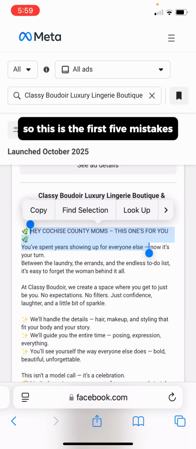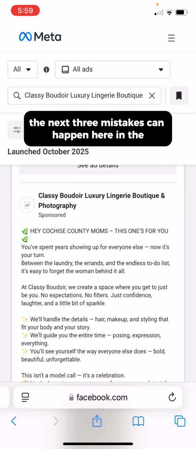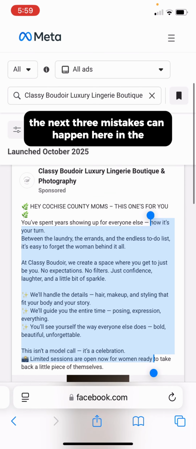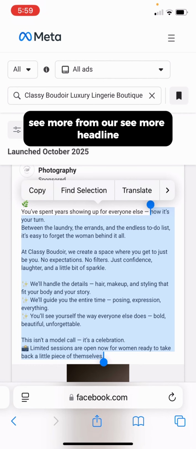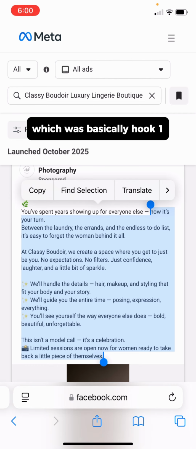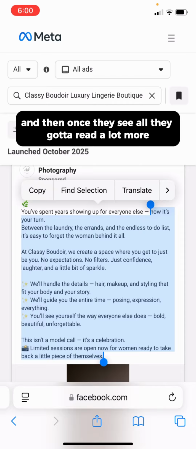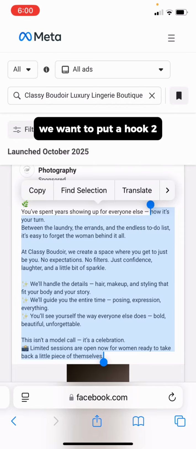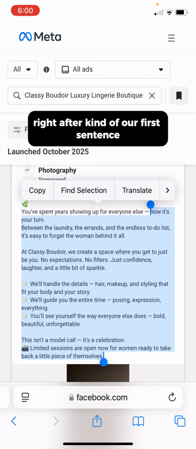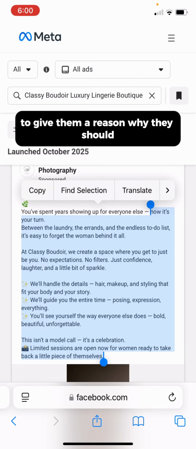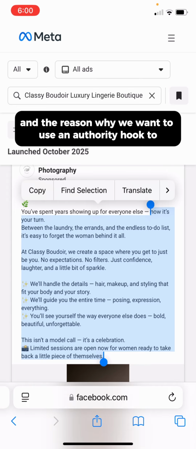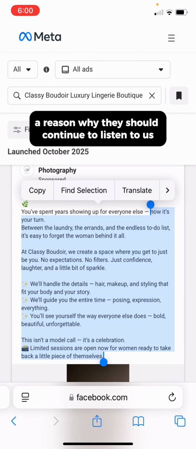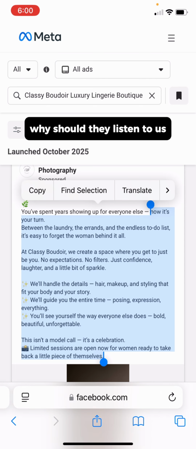So, all right, those are the first 5 mistakes. The next 3 mistakes can happen here in the body copy. Basically we got them to click see more from our see more headline, which was basically a hook 1. Once they see they've got to read a lot more, we want to put a hook 2 right after our first sentence to give them a reason why they should continue to read more. We want to use an authority hook 2: why should they listen to us?